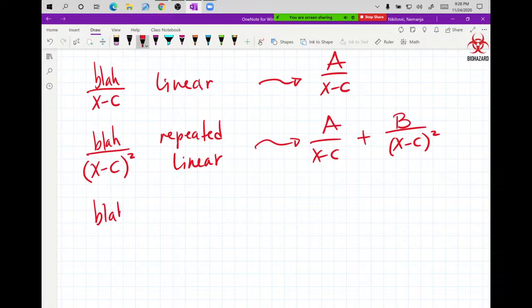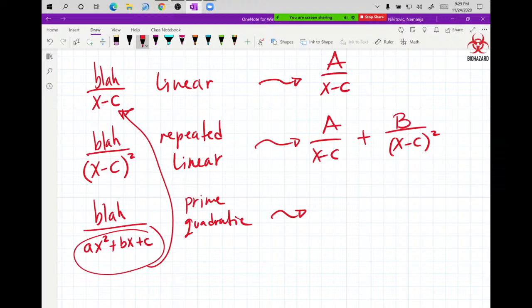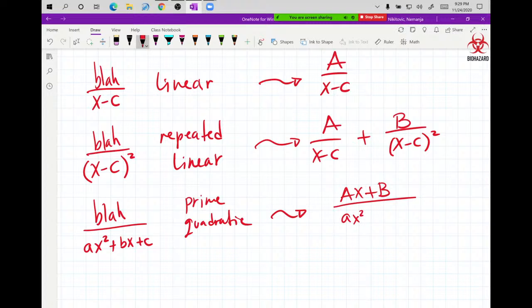Case number 3 is going to be blah over a prime quadratic. Prime quadratic means it cannot be factored, right? Because if you could factor this into these guys, then you would just have linears. So not each one of these can be factored. Some of them are prime. And the setup there is Ax plus B divided by this ax squared plus bx plus c.